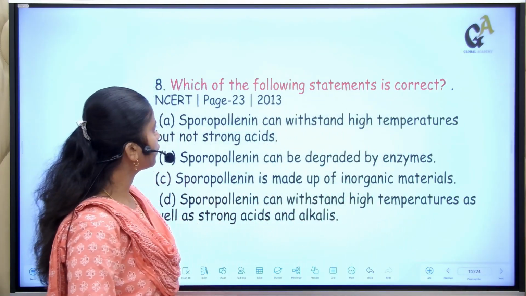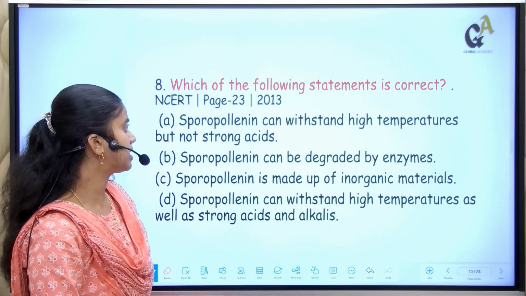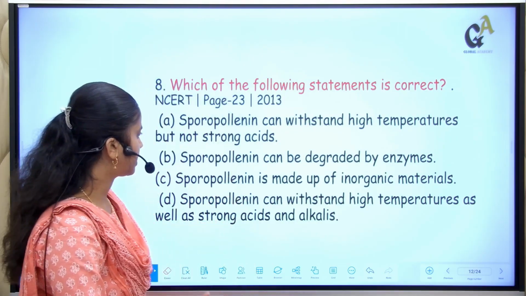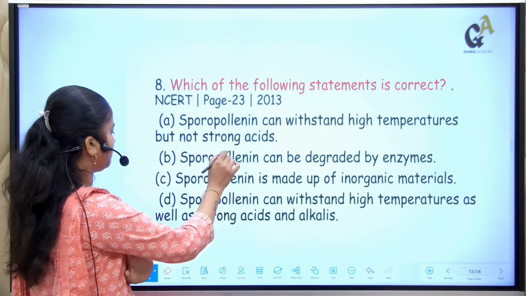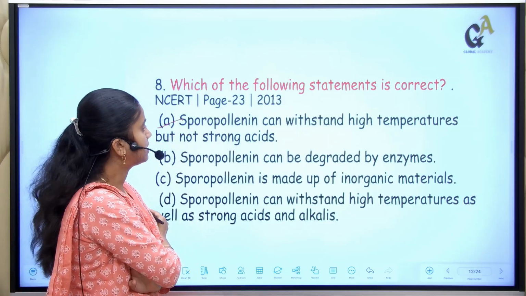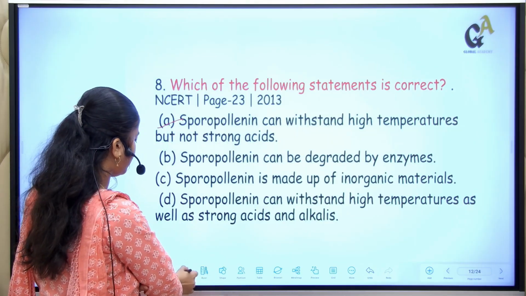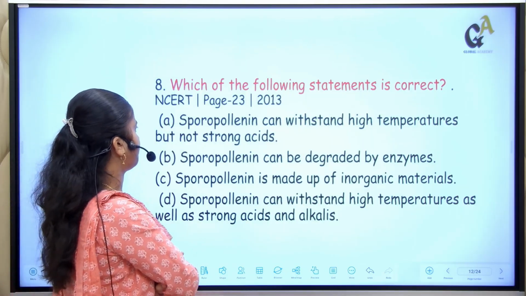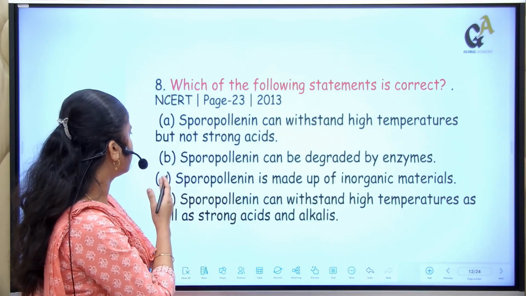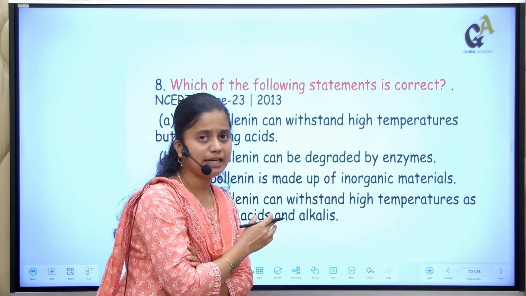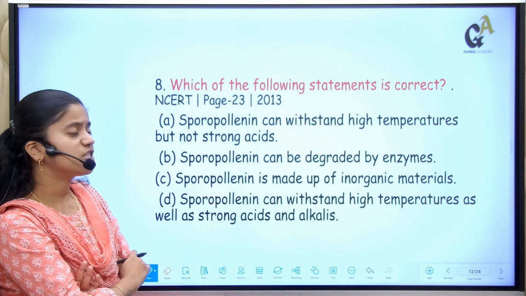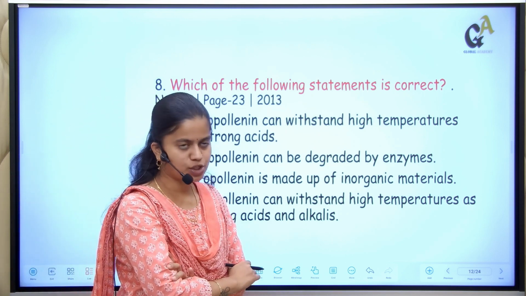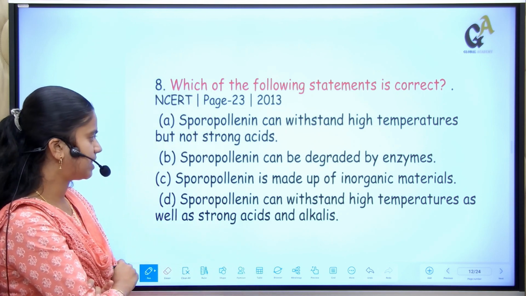Next, which of the following statements is correct? Please once again look at the statements. What have they asked, which of the following statements is incorrect? Let us read one by one first. Option A, sporopollenin can withstand high temperature, not strong acid. Then option B, sporopollenin can be degraded by enzyme. Sporopollenin is made up of inorganic material. Sporopollenin can withstand high temperatures as well as strong acid and alkalis.